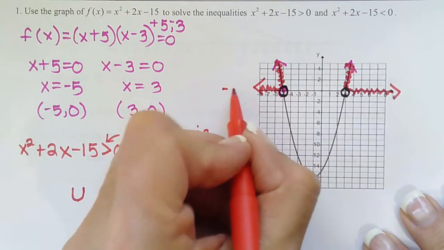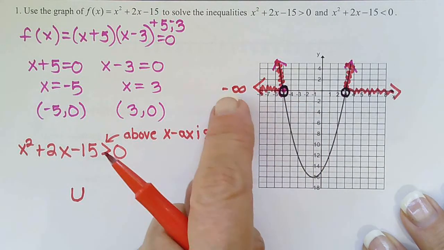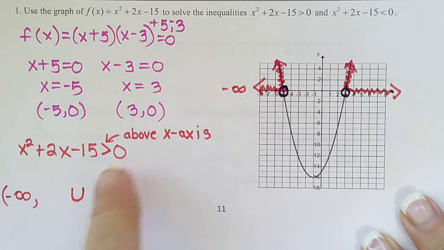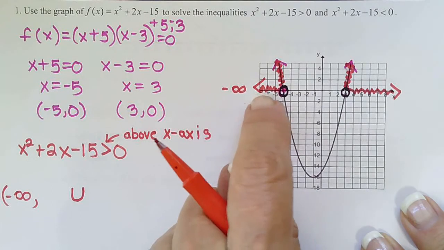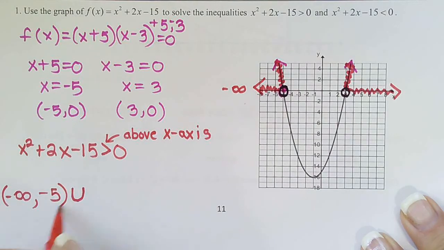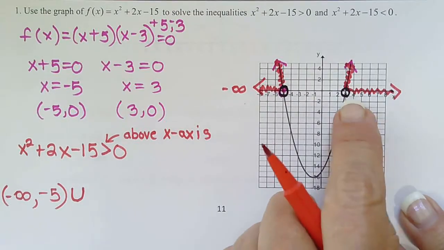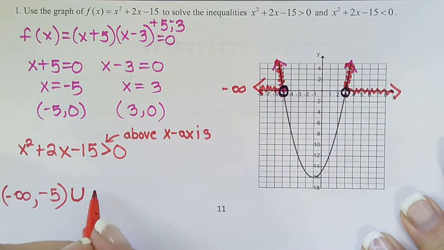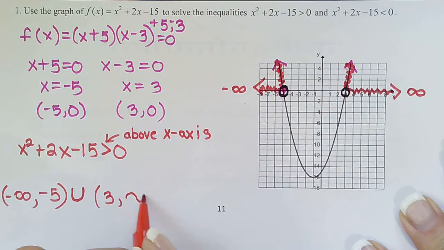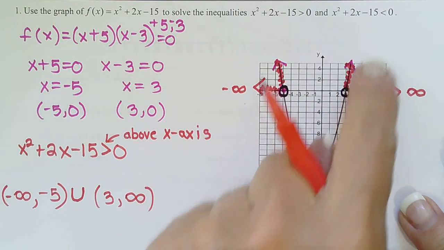And let's name this first one. Remember, when we're doing x values, we have to go smallest to largest. So the smallest x is negative infinity. And we won't have any brackets because there's no equal sign here. The largest x in this interval is negative 5. And then we're going to unite it with these x's because this is the other spot where this graph is above the x-axis. And this is 3 with a parenthesis because there's no equal sign, to infinity. So these are the x values that correspond to when the graph is above the x-axis.